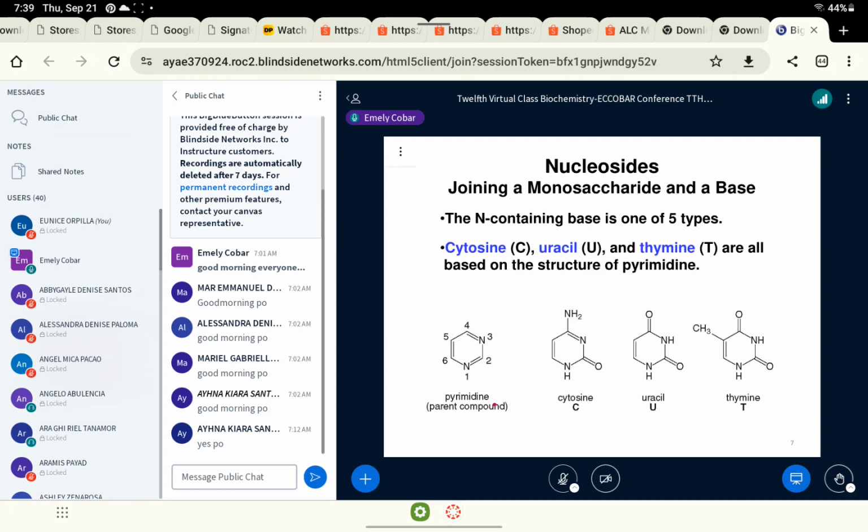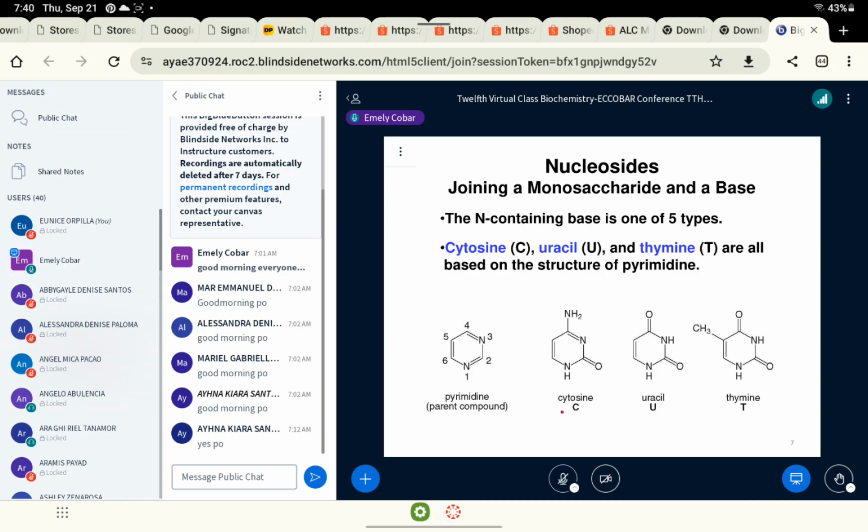So for cytosine, if a sugar is attached to it, it becomes cytidine. If a sugar is attached to uracil, it is uridine. If a sugar is attached to thymine, it is thymidine. Now, if the sugar is a ribose, meaning it is in the RNA, we simply call it cytidine, uridine. If it is connected to a deoxyribose, we have to use the prefix deoxy.